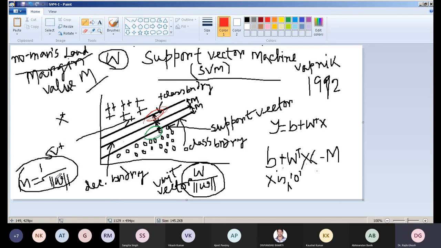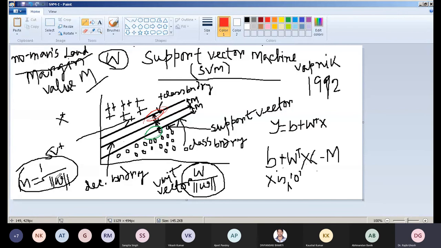So what will be the margin size? That is how large we can make it, that means how much it is possible to make it large: the margin value, or we can say the radius value of the cylinder or the width of the rectangle. That means the no man's land area, how much it is possible to make it large. That is nothing but 1 by norm of W. That is the margin size.